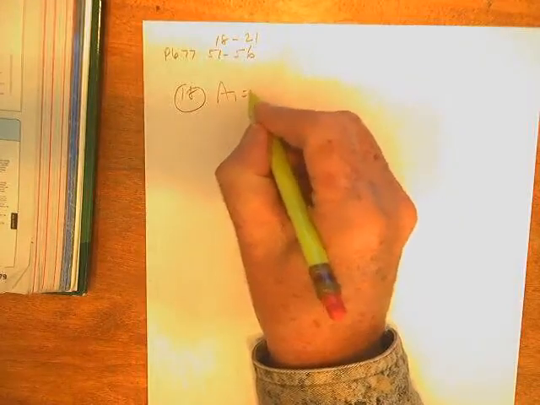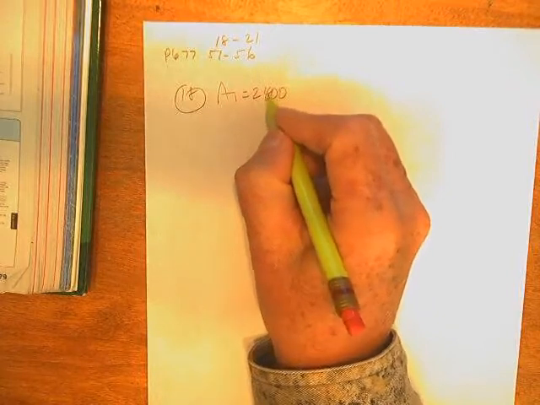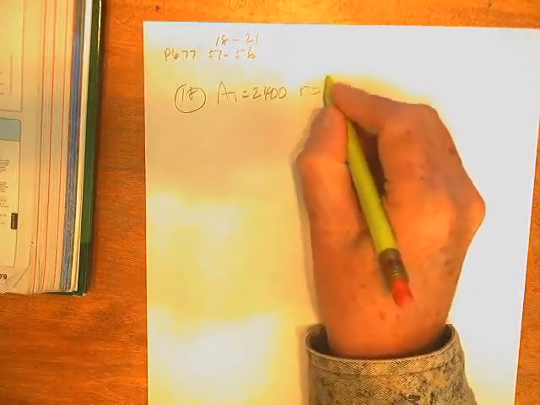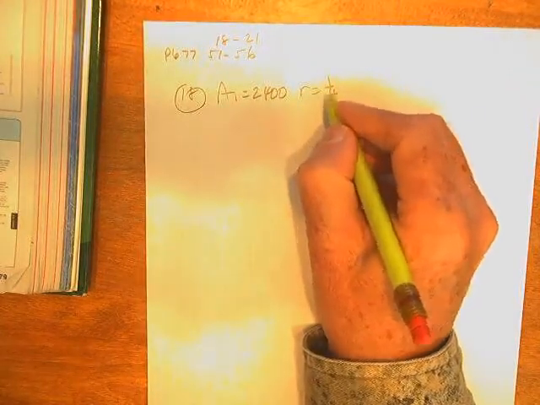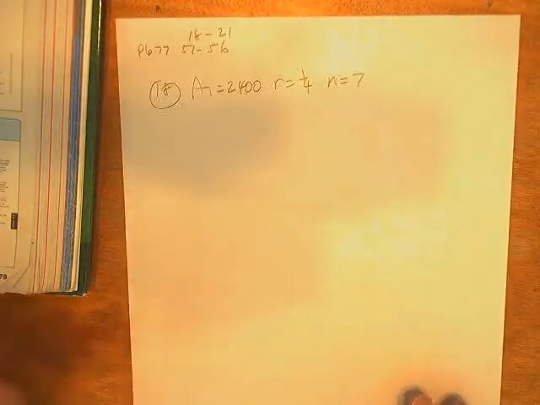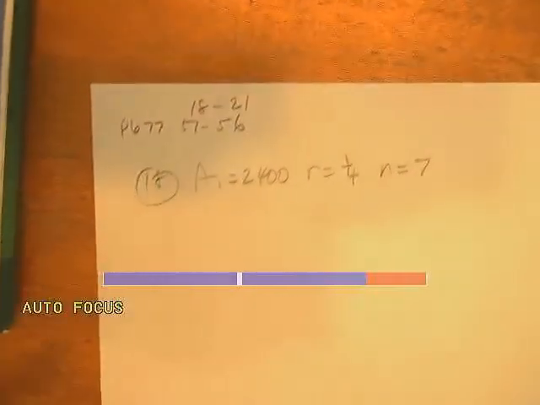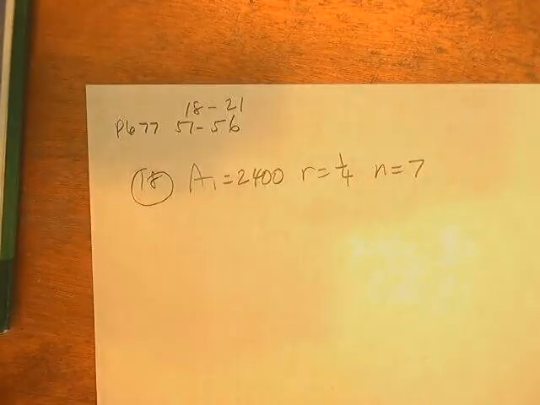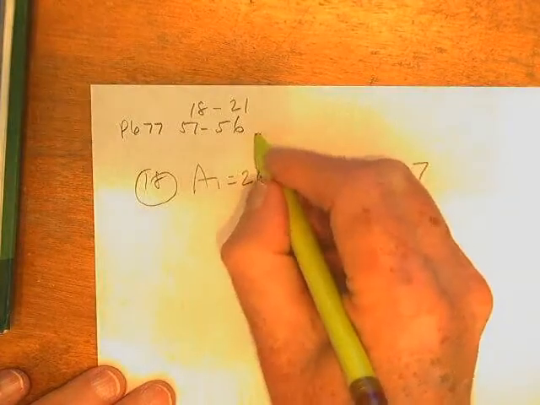18. Oh, this is a little different. They're giving me the first term. They're giving me r. And they're giving me n. Oh, good. And they want me to find An.